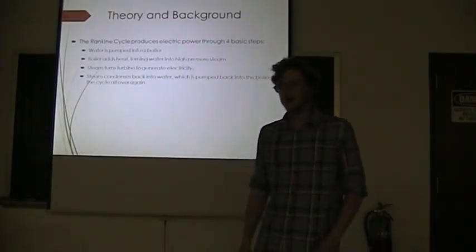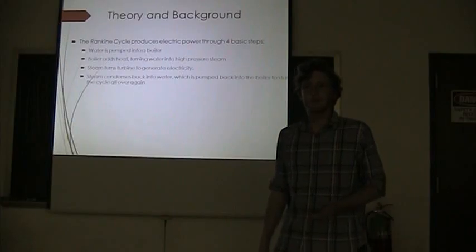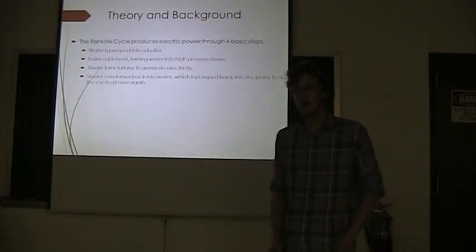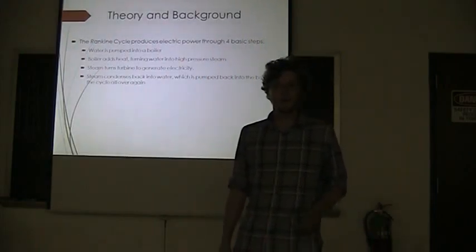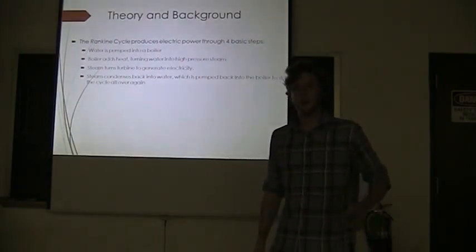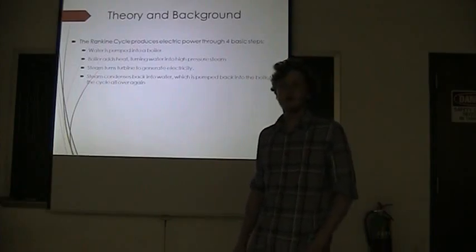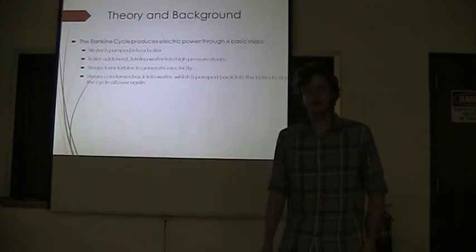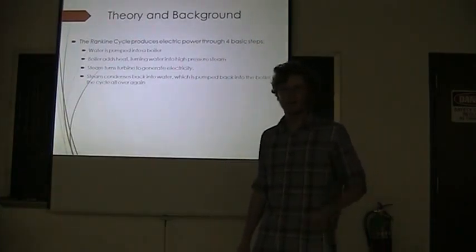So the background. The Rankine cycle is a process of combustion to produce electric power. It starts when water is pumped into our boiler. From there, the boiler heats it up to where it's a superheated vapor. From there, the steam is directed through a turbine, which is connected to a generator to generate electricity. Then the steam is condensed back into water and thus finishes the cycle. The cycle repeats itself.